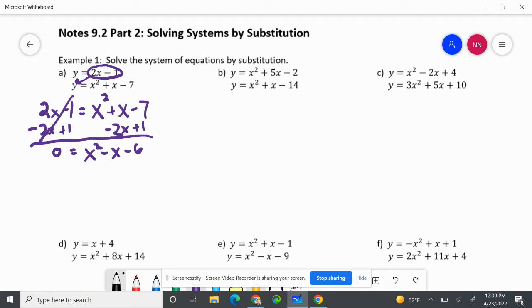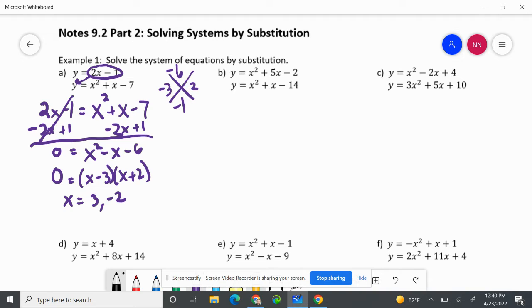Because it's a quadratic, I'm looking for two numbers that multiply together and give me negative 6, and they add up to negative 1. And that would be negative 3 and 2. So what I have is x minus 3 and x plus 2. So my two answers are 3 and negative 2. Now, those are my two x answers. Those aren't my two ordered pairs.